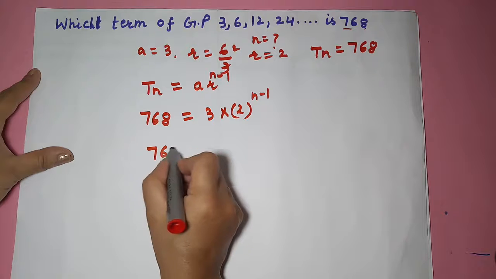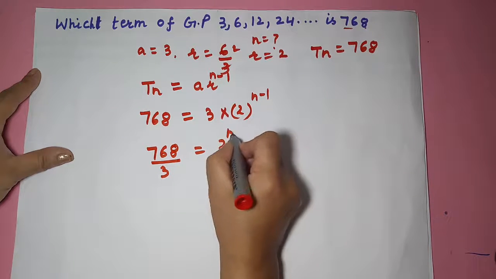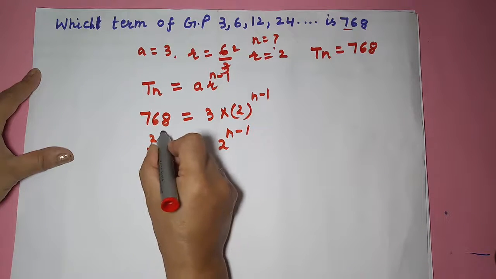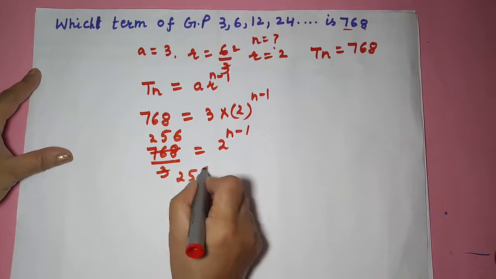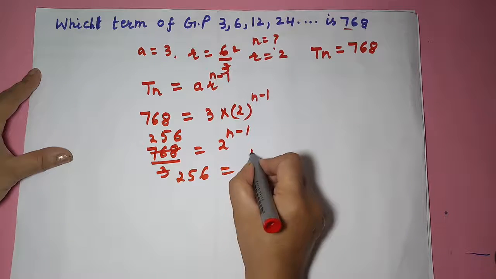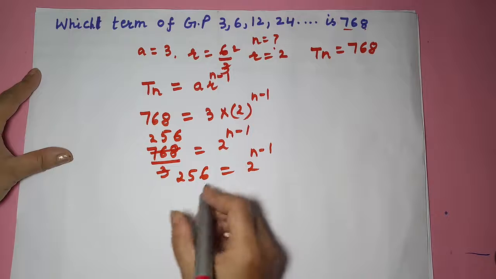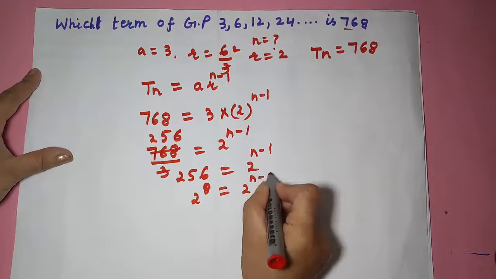What will I get? 768 upon 3 is equal to 2 raised to n minus 1. Now 3 2s are 6, 3 5s are 15, 3 6s are 18. So I got 256 is equal to 2 raised to n minus 1. Can I convert this in terms of 2? Yes. 2 raised to 8 is equal to 2 raised to n minus 1.